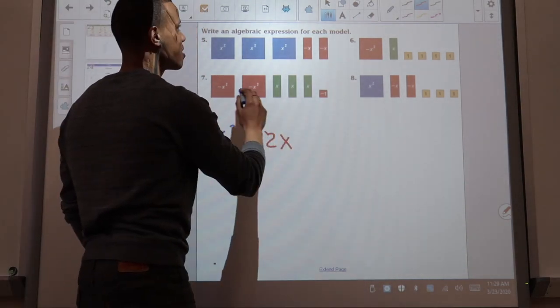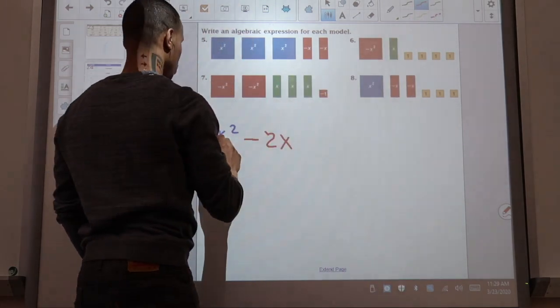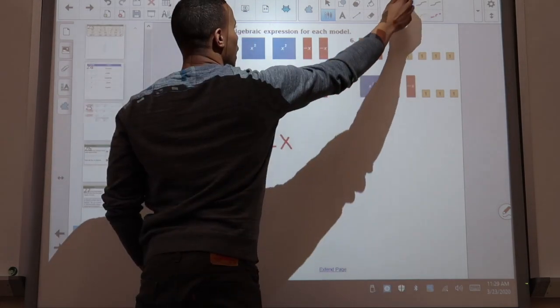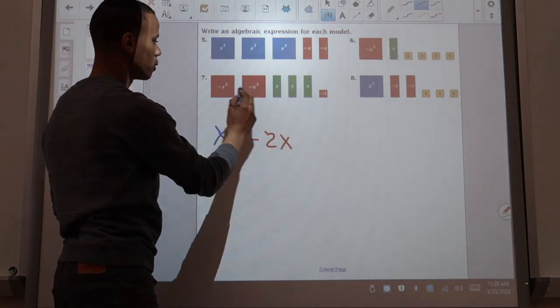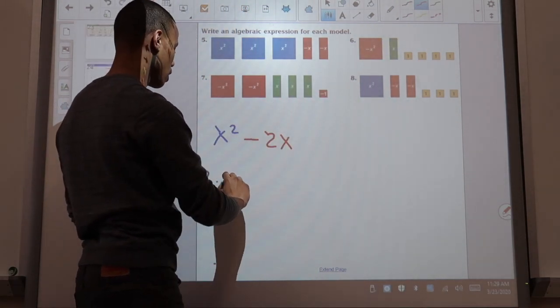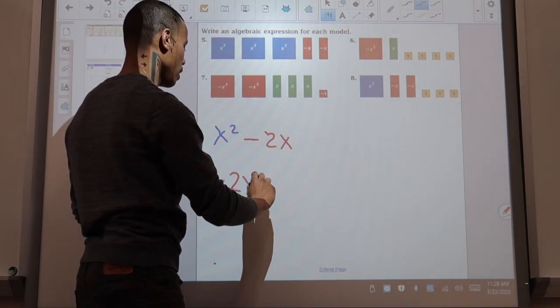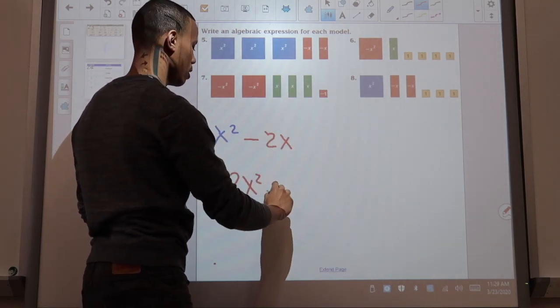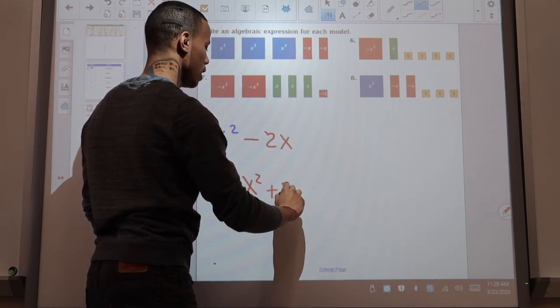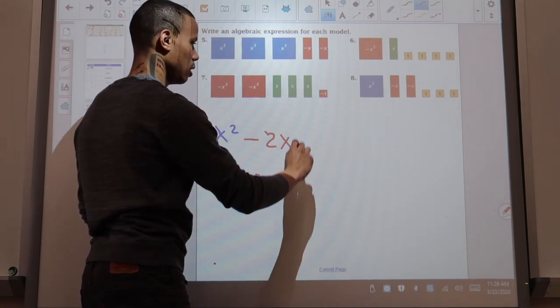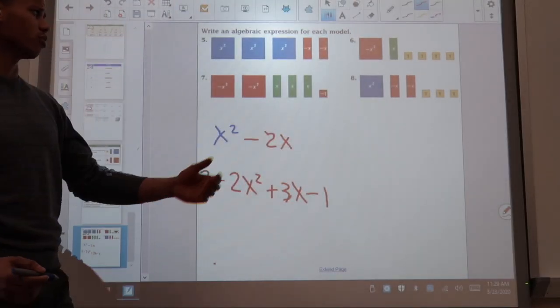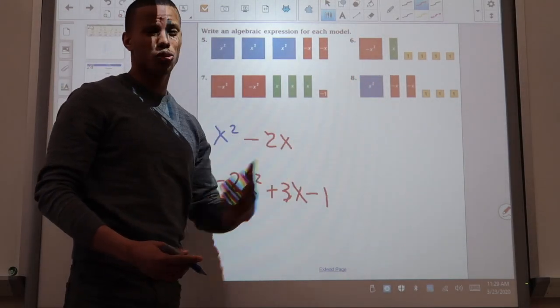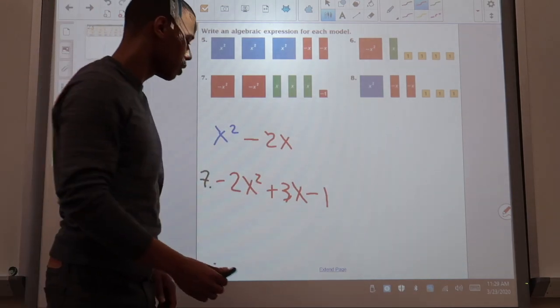For number 7, we have 2x squares, and then 3x, and then minus 1, and so on and so forth. So the other two, they will work out the same way.